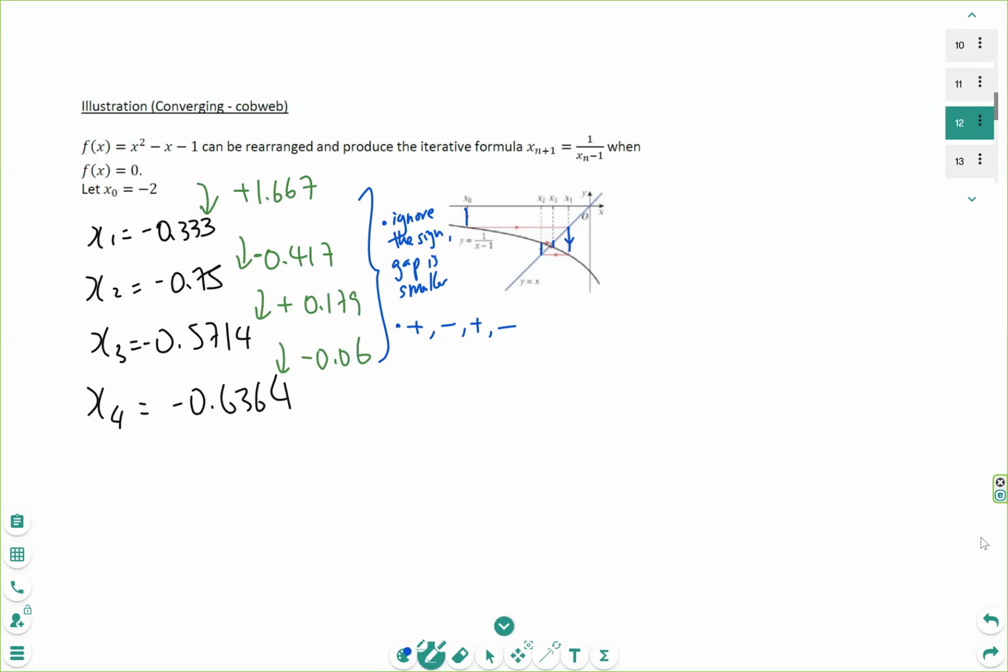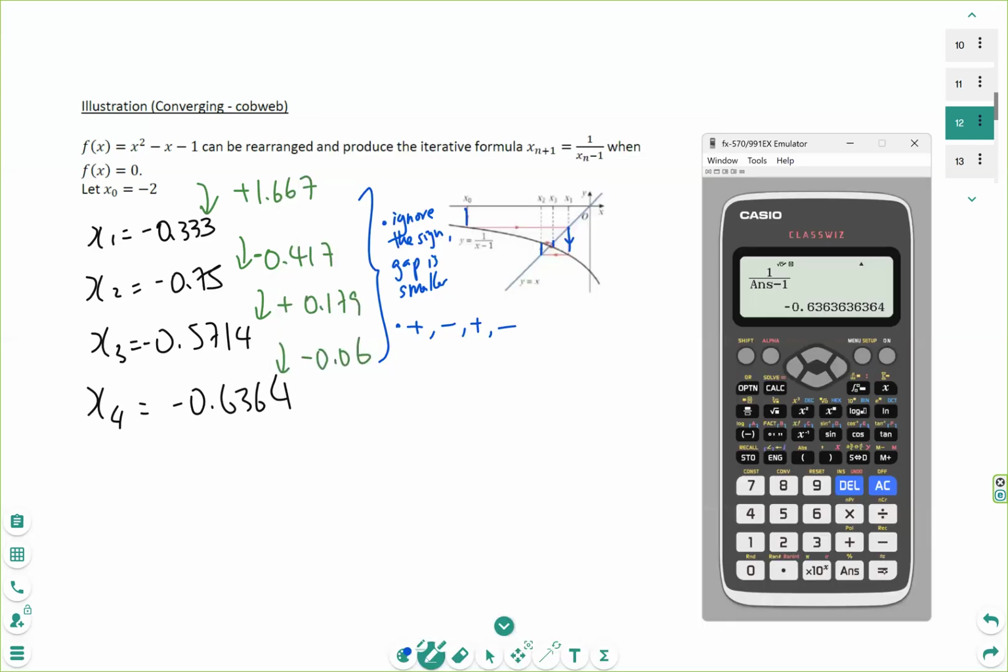Now again, if you keep pressing equal, you see it's the same value as we got last time, negative 0.618. And that's a Cobweb. The question in the exam could ask you which type of converging iteration this is. Is it Cobweb or a staircase? They'll ask you to draw a diagram. It has happened in a past paper before.